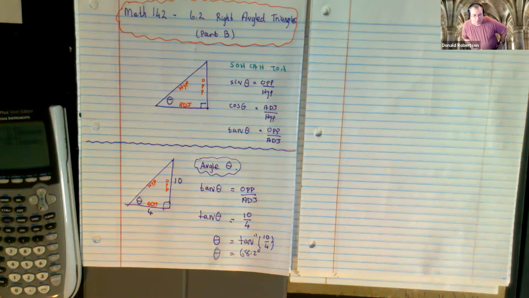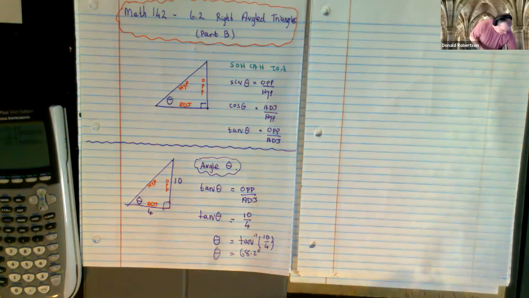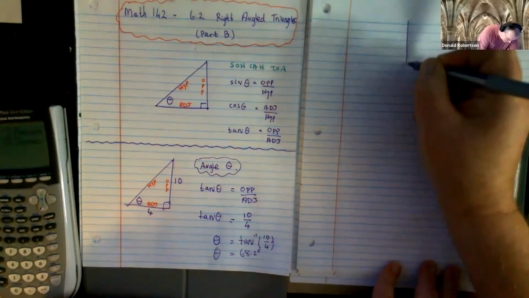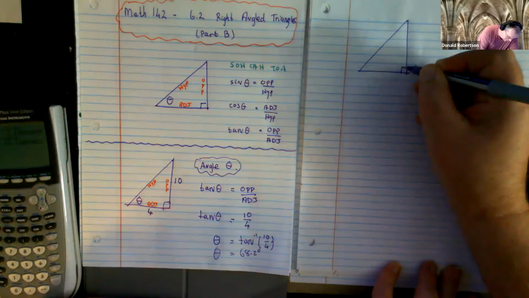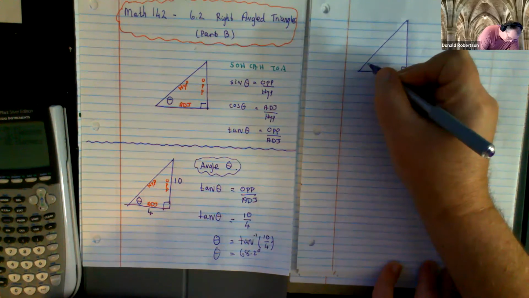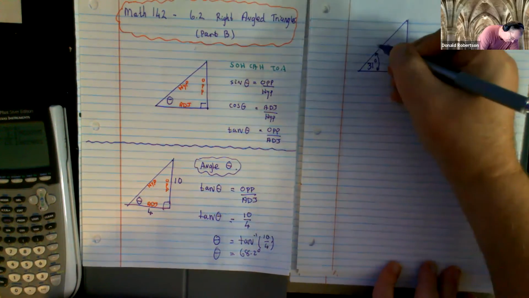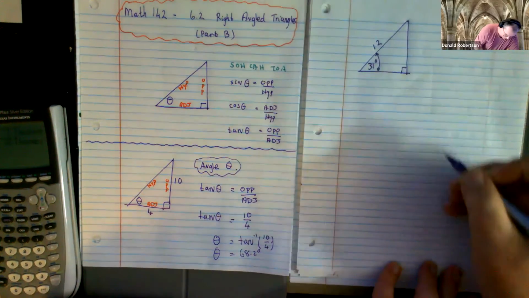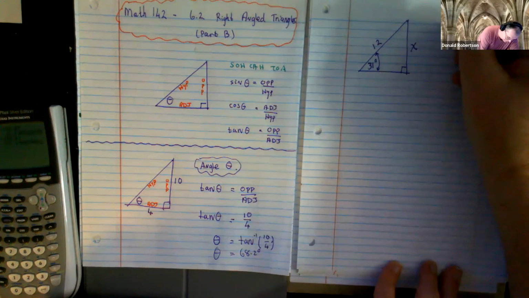Are we comfortable with it now then? You have that extra little inverse button. Thank you. Okay. Now, there is a second basic question that you're likely to see, and it'll look something like this. This angle here is, say, 31 degrees. And this side here is 12. And you're being asked to find a missing side.